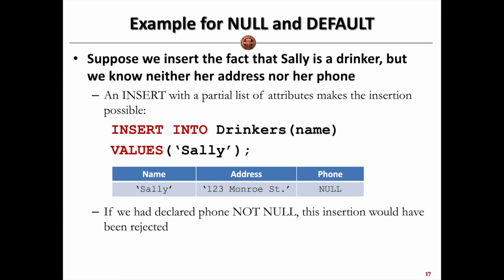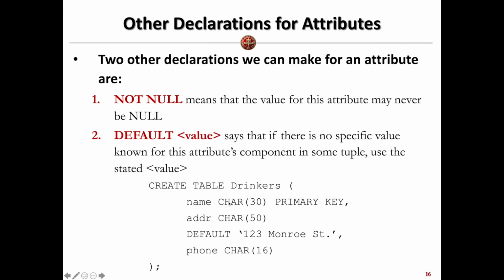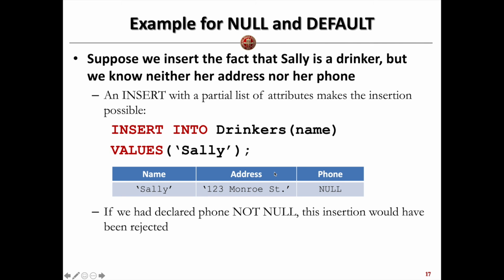So let's first assume that we're following the table creation like this. We don't have any specification for the phone number, and we have a default for the address. If we insert Sunny into this drinker table, according to the table creation, the name for the drinker will be Sunny, and since we didn't specify any value for the address, we have a default value for the address. It is 123 Monroe Street, right? Then we can insert this 123 Monroe Street into the address entry for Sunny's data tuple.